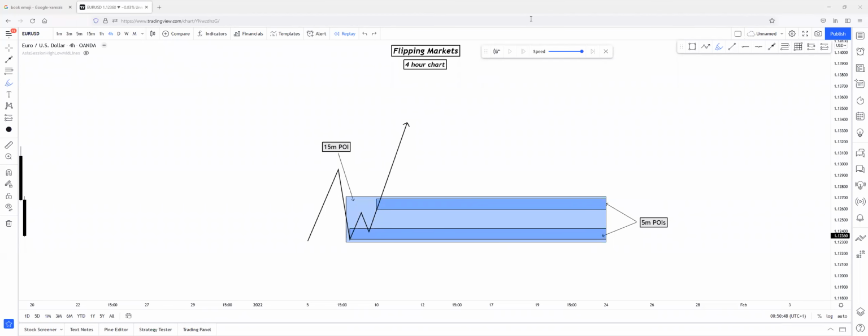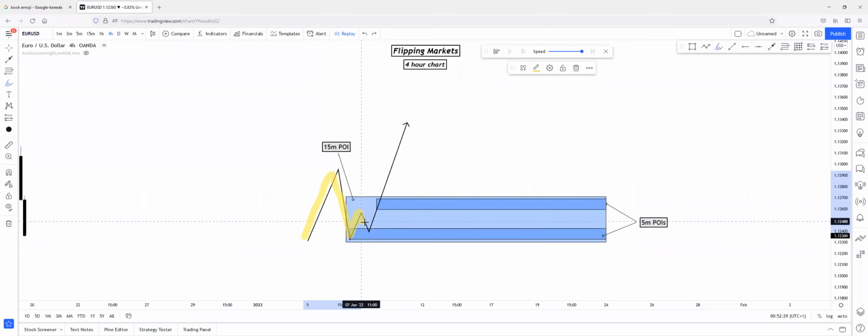Before we continue with the 4-hour to the 15-minute refinement, I want to show you what happens if you get two unmitigated 5-minute zones inside of the 15-minute zone. If you see two unmitigated 5-minute zones inside of the 15-minute zone, you just want to keep the unrefined 15-minute zone. And if one of the zones is mitigated, you can use the other 5-minute zone as the refinement.